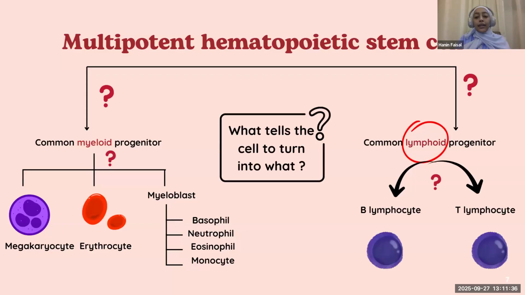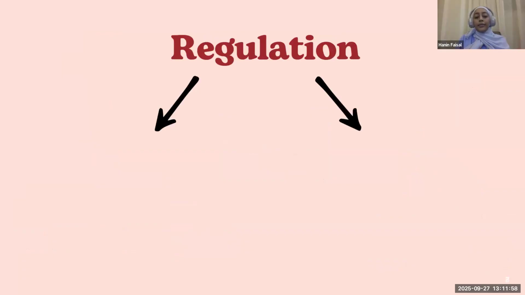Now you might be asking, what will tell this stem cell to turn into this? How would the stem cell know I want to turn into an erythrocyte, or a lymphocyte, or for example, a basophil? How will it know? There are specific factors that will help it to change from this stem cell to either a lymphocyte, erythrocyte, or megakaryocyte. And this is basically the process of regulation. It can happen in two ways. You're going to have the stroma cells or the humoral, which is basically hormones.